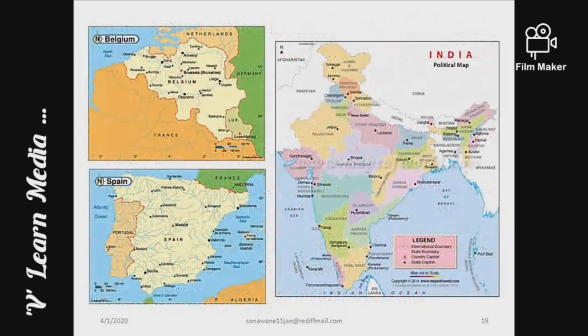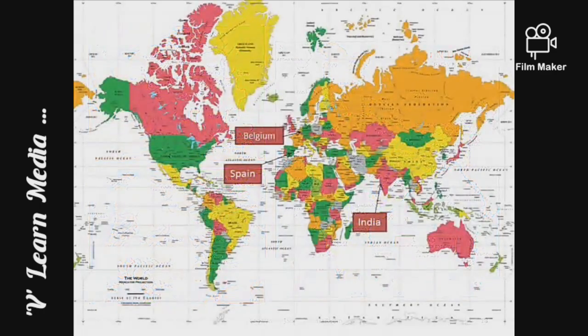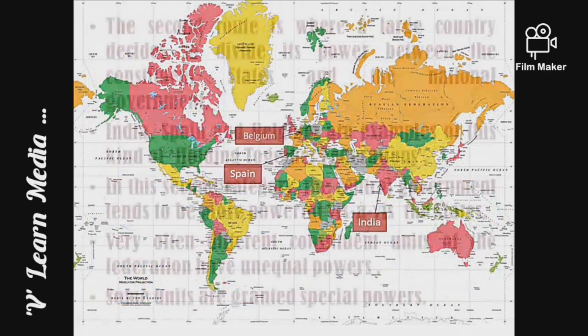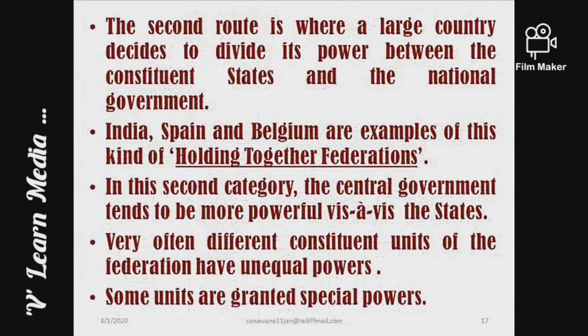India, Spain and Belgium are examples of this kind of holding together federations. In this second category, the central government tends to be more powerful vis-à-vis the states. Very often different constituent units of the federation have unequal powers. Some units are granted special powers.